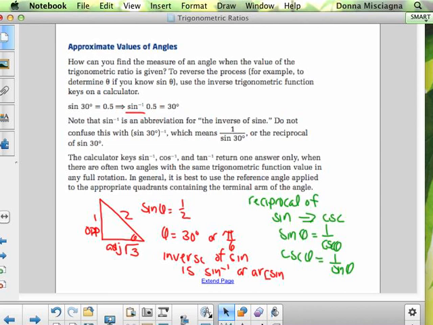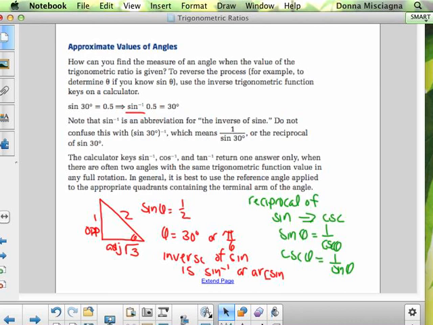They return one answer only. So when we use the calculator, we are going to get just one answer. However, there's often going to be two angles with the same trigonometric function value in any full rotation. So when you were in geometry and algebra 2, we just solved for the one answer. Now we're also going to solve for the other answer.